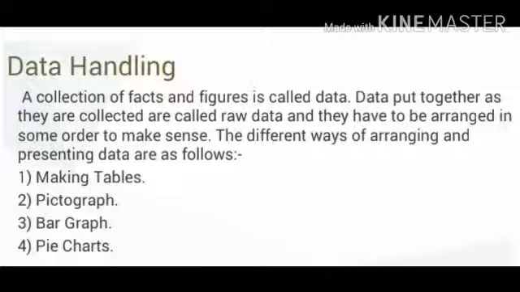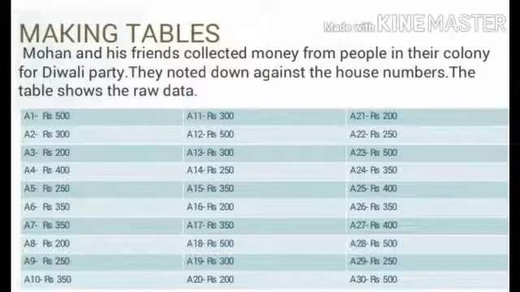So these are the different ways of arranging and presenting data. We will be looking into it one by one. First is making tables. Number 2, pictograph. Number 3, bar graph. Number 4, pie charts. First, let us see making tables.